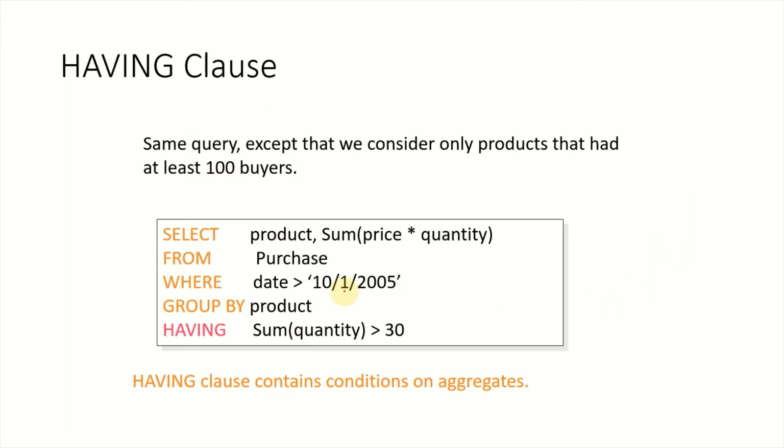Suppose we are using aggregation in a condition, so for that purpose we must use the HAVING clause. Don't use aggregation with WHERE. We must use HAVING for aggregation.